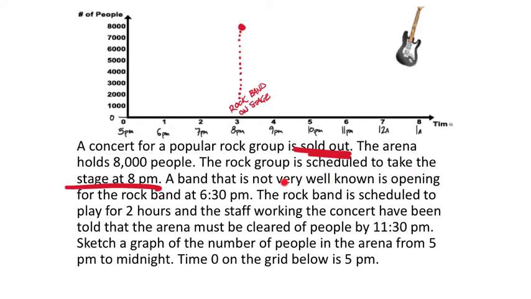Let's look at the rest of the information. A band that is not very well known is opening for the rock band at 6:30 p.m. So this lesser known rock band, they're going to come on stage at 6:30. So where's 6:30? It's right between 1 and 2. That's between 6 and 7 p.m. That'd be 6:30, okay? Now that's when the opening band takes the stage.